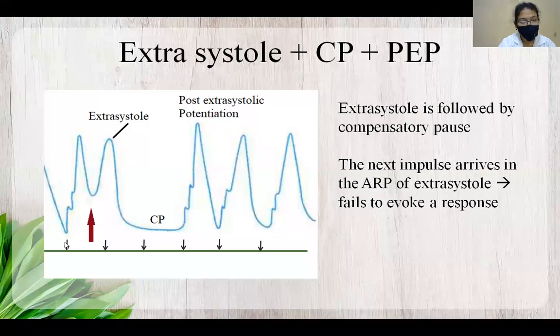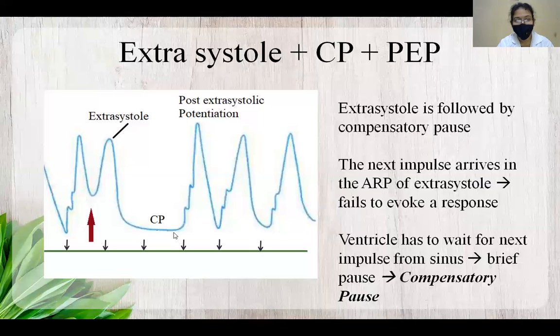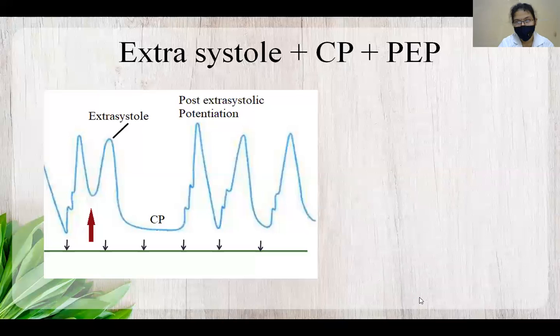Here, this is the impulse from the sinus venosus, it has caused contraction, and during diastole when we gave the stimulus, we got a premature contraction. But the next impulse arrived during the absolute refractory period of the extrasystole, because of which it failed to evoke a response. Now the ventricle has to wait for the next impulse to come from the sinus venosus. That pause is known as the compensatory pause.